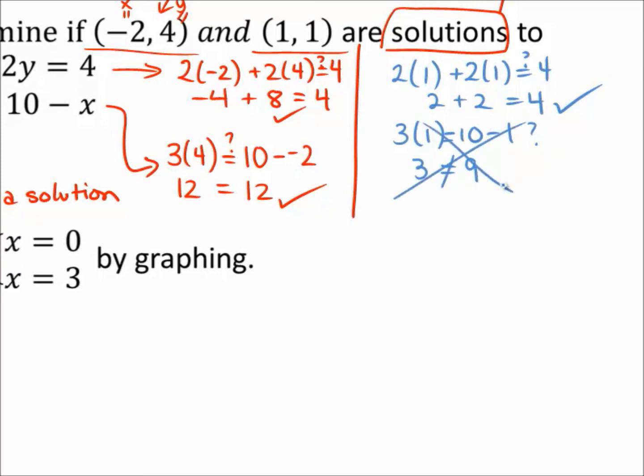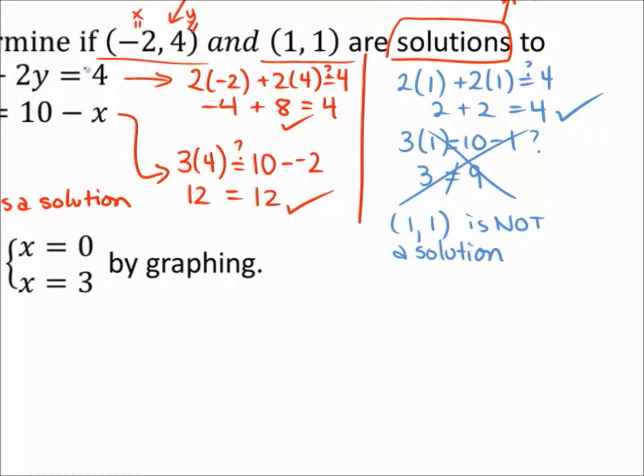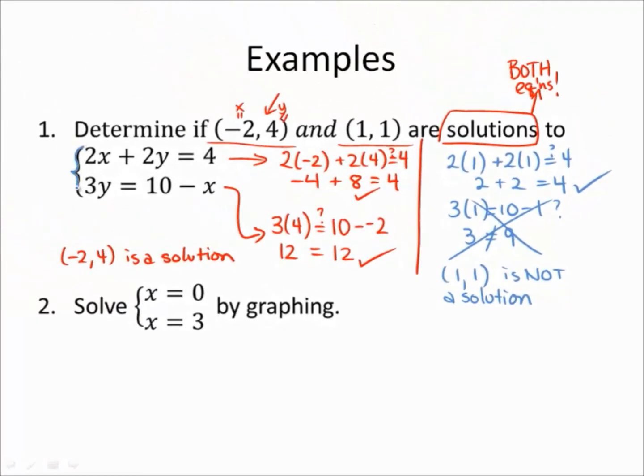As soon as it doesn't work for one of them, you know for sure it won't work for the entire thing. So in this case, 1, 1 is not a solution to the system. But it is a solution to the first equation. So they are only asking if it's a solution to the entire system. Let's continue.